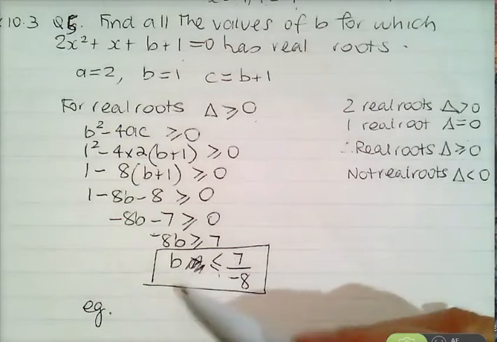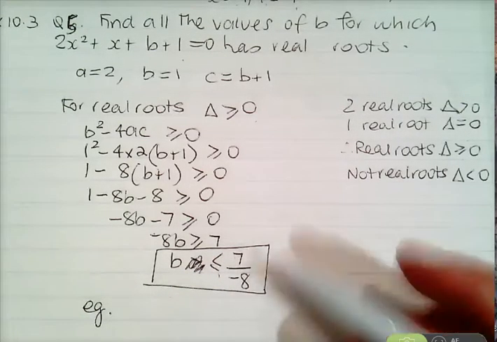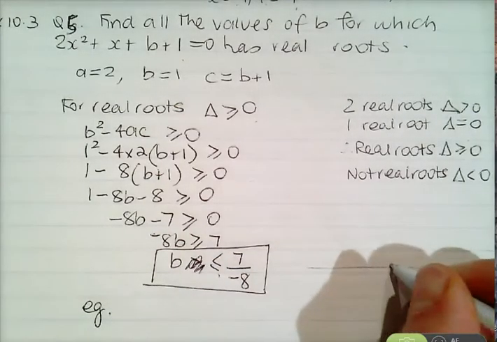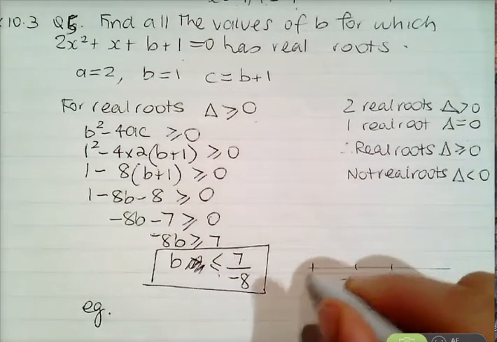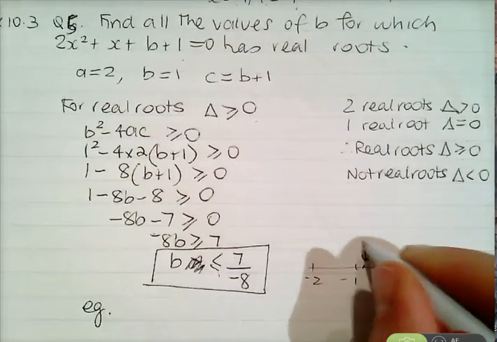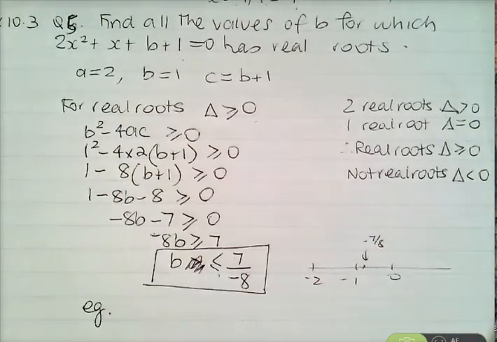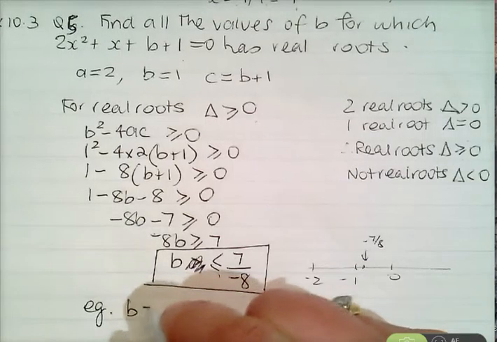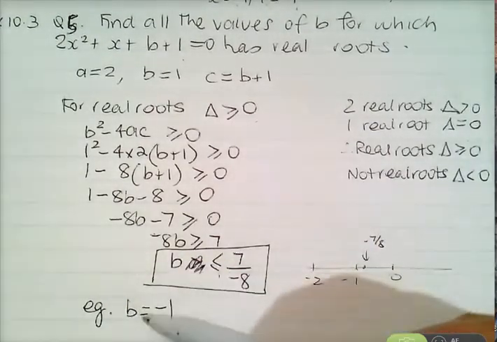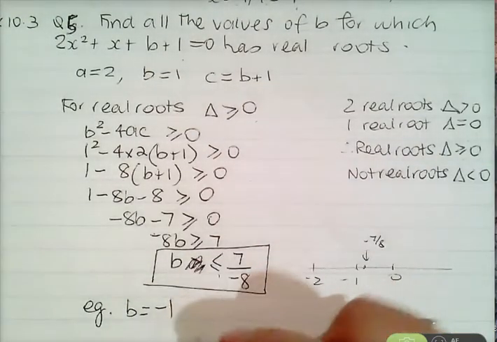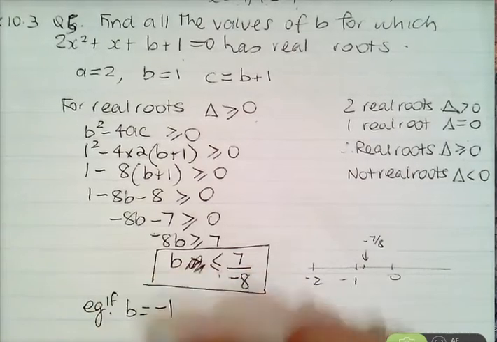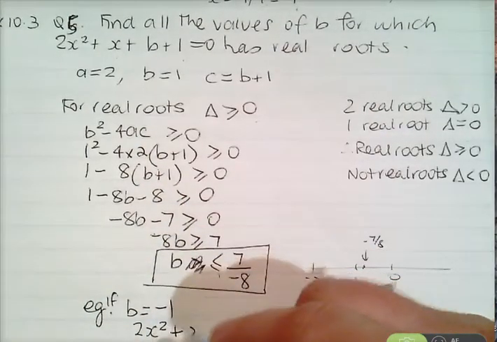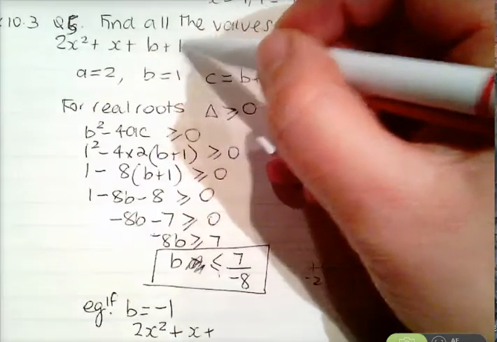So pick a value of b that's less than negative 7 on 8. Negative 7 on 8, something less than that. If I look at a number line, here's 0, here's -1, -2. Negative 7 on 8 would be here. So a value of b less than -7 on 8 is, for example, b might be -1. Now, if b is -1 and I look at my original equation, my original equation becomes 2x squared plus x plus -1 plus 1.